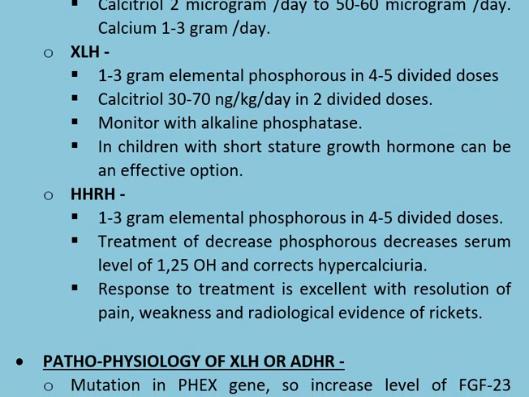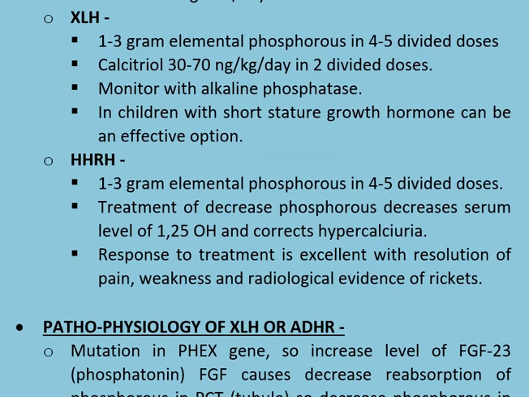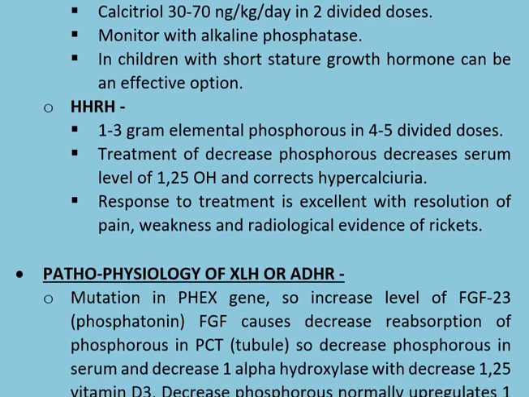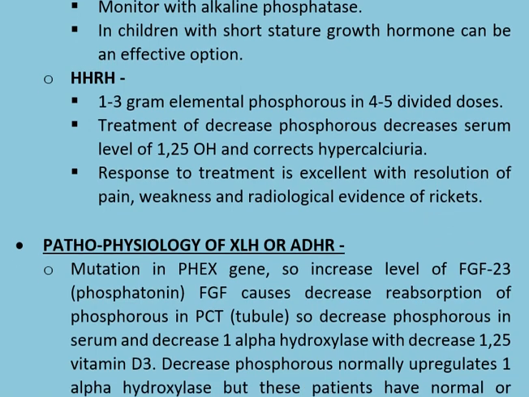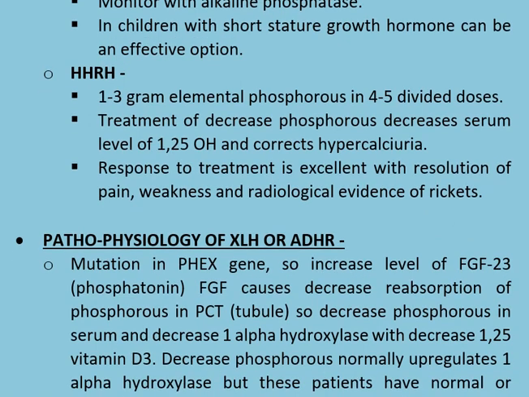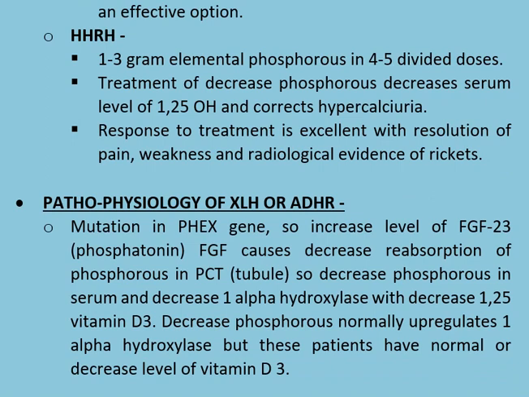So a short review of the pathophysiology of X-linked hypophosphatemic rickets or autosomal dominant hypophosphatemic rickets. Mutation in the PHEX gene leads to increased levels of fibroblast growth factor 23, phosphatonin, and FGF causes decreased reabsorption of phosphorus in the proximal convoluted tubule, so decreased phosphorus in serum and decreased 1-alpha hydroxylase with decreased 1,25 vitamin D3. Decreased phosphorus normally upregulates 1-alpha hydroxylase, but these patients have normal or decreased levels of vitamin D3.